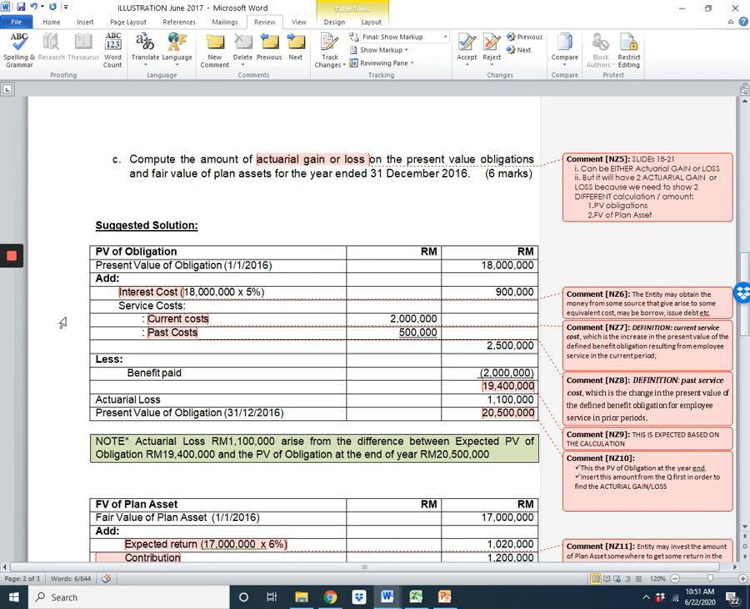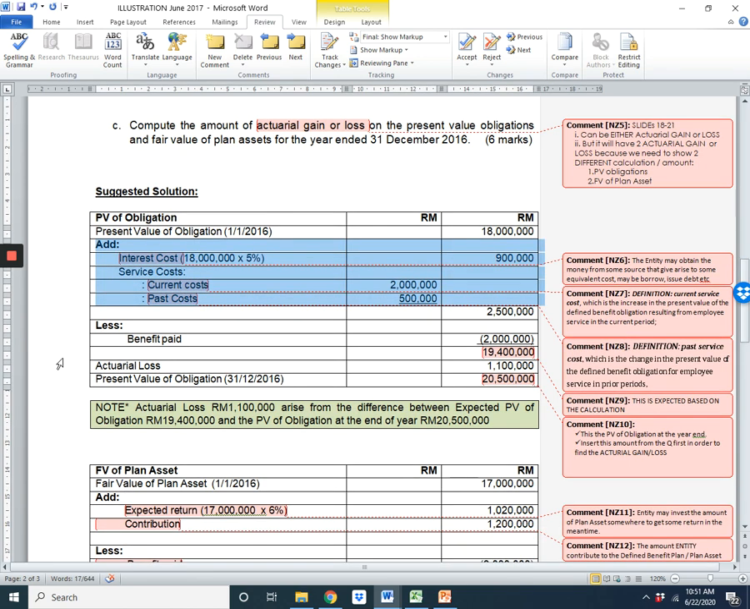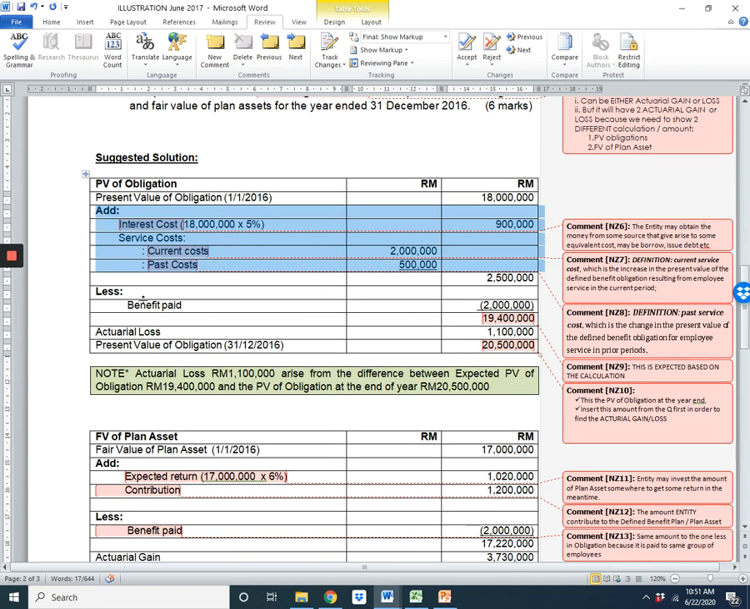Interest rate cost. Okay, maknanya cost kena termasuk dalam obligation lah. 5% given. So this information is provided in the question. Okay. So I already include definition for you to refer. Okay, look at current service cost, which is the increase in the present value of the defined benefit obligation resulting from employee's service in the current period.